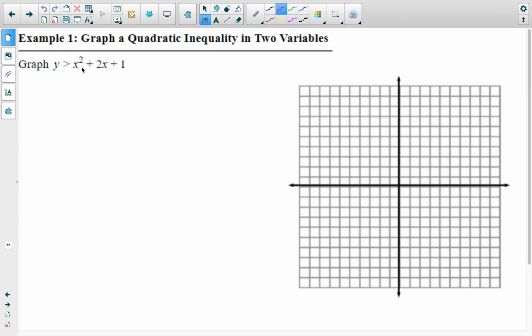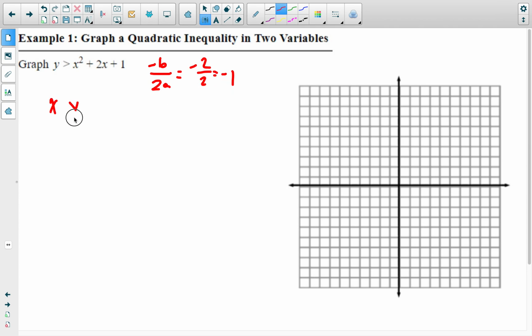Remember, the best thing to do is to find its vertex first. So you can either use negative b over 2a, or if you really want to, you could rewrite this in vertex form so that you could read the vertex right off. I'm going to use negative b over 2a because I think it's quicker. Okay, so negative 2 over 2 times 1 will give me negative 1.